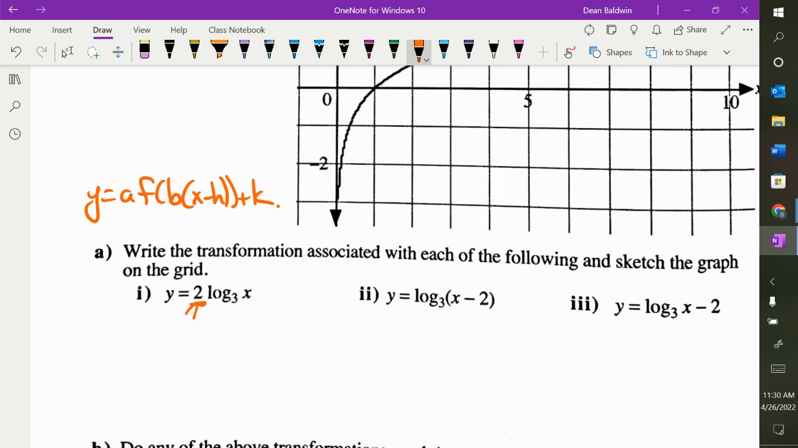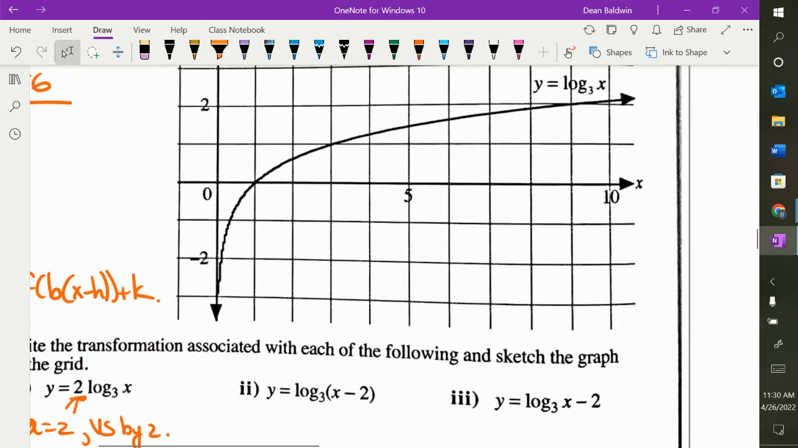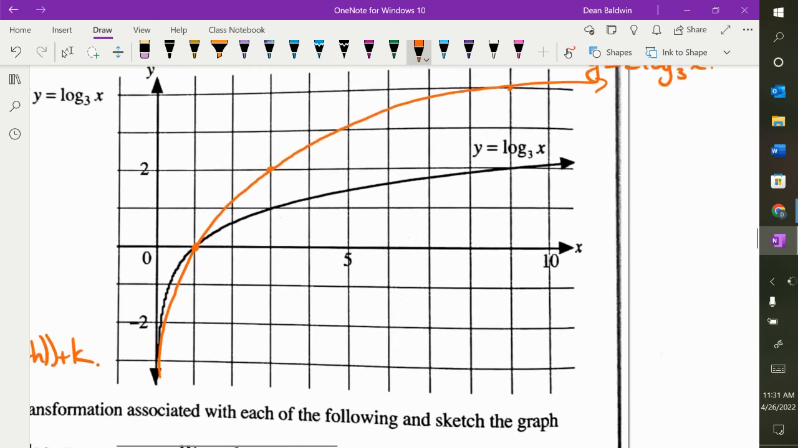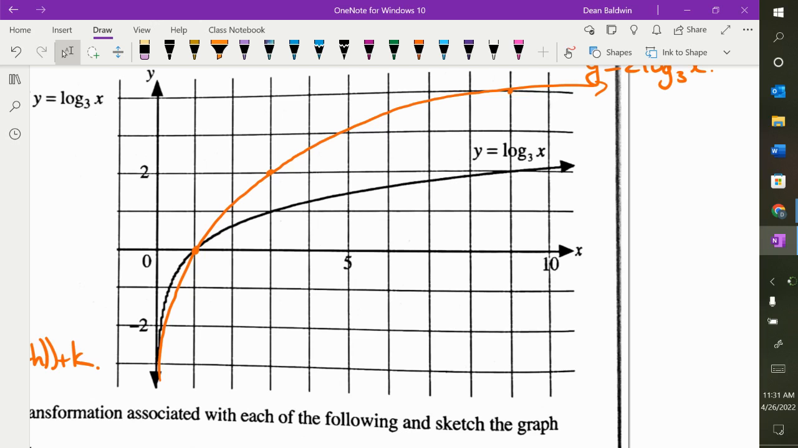Vertical stretch. So A is equal to 2, a vertical stretch by 2. Basically, that's just going to stretch the graph like that. All your values get multiplied by 2. That stays the same. This 1 gets multiplied by 2, goes to 2. This 2 goes to 4. So the graph just looks like this: y is equal to 2 log 3x. It's not that interesting. The domain hasn't changed. The vertical asymptote is still at x is equal to 0. We just stretched it out.